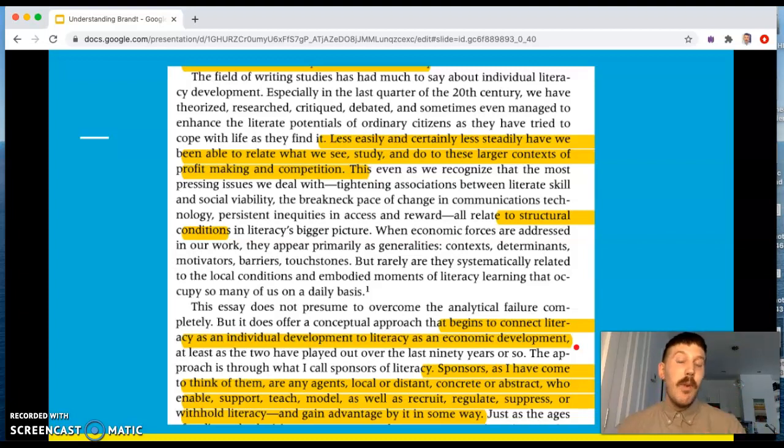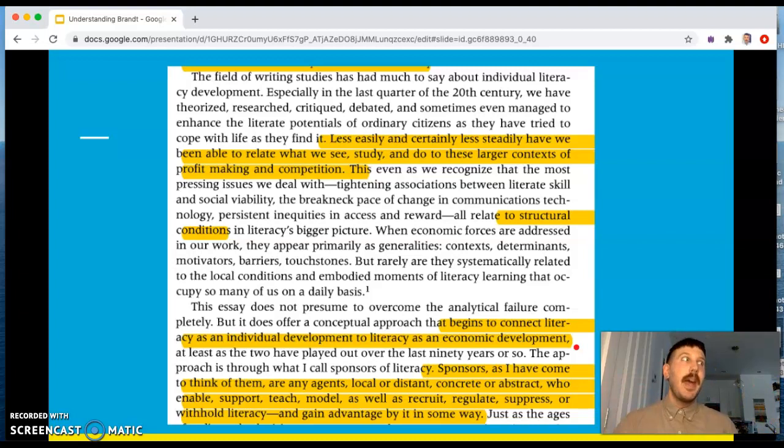So I think that's really important to keep in mind as you make your way through this piece, is that Brandt is always talking about literacy in relationship to economic forces and political forces, that those larger forces are shaping how we learn to read and write, and also what we learn to read and write. This will be really crucial to this whole notion of sponsors of literacy.